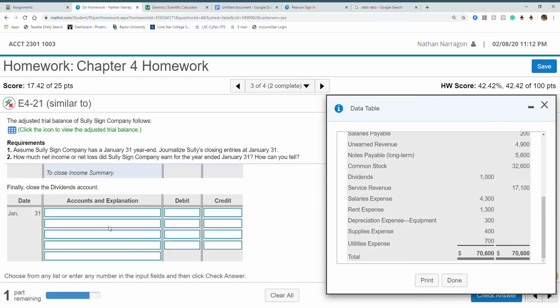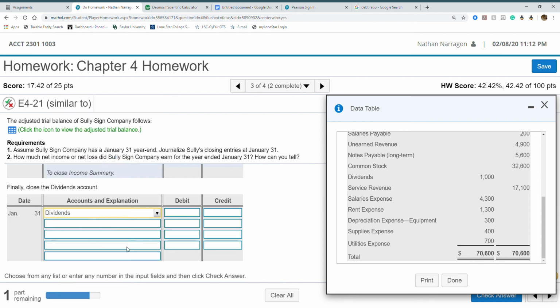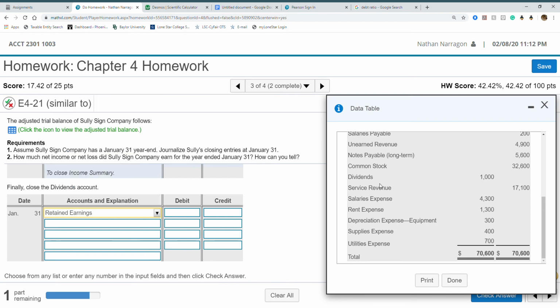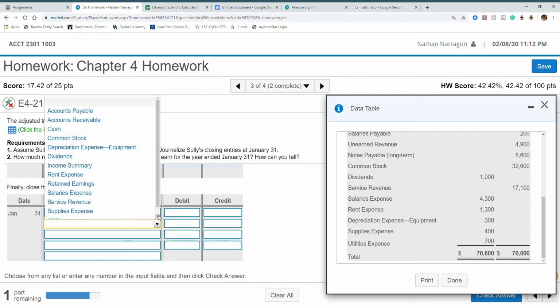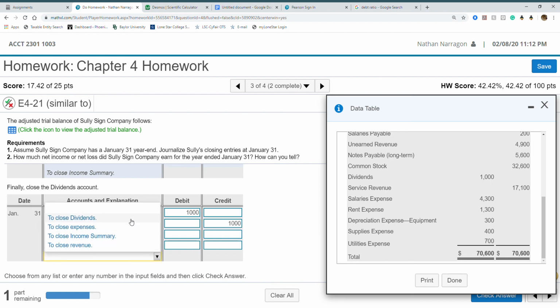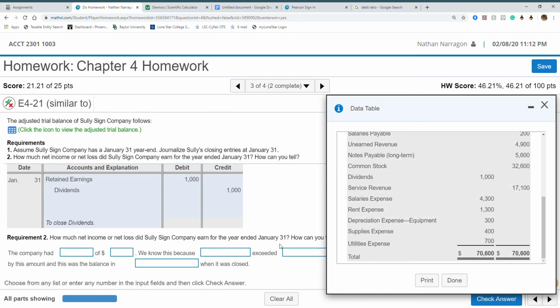Alright, so the last one that we do is, of course, dividends. And dividends is not going to be a debit. It's going to be retained earnings. Because again, dividends is already a debit in the trial balance. So we have to do the opposite. So it's always like expense. And to close dividends, there we go.